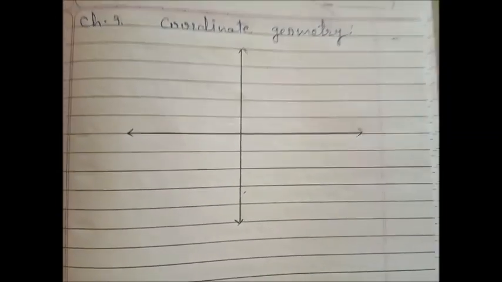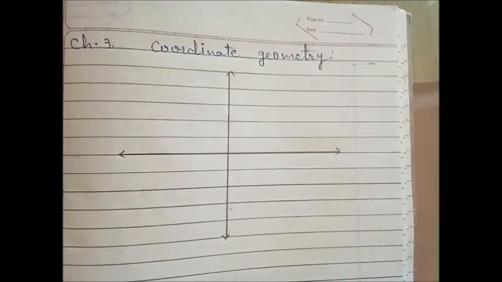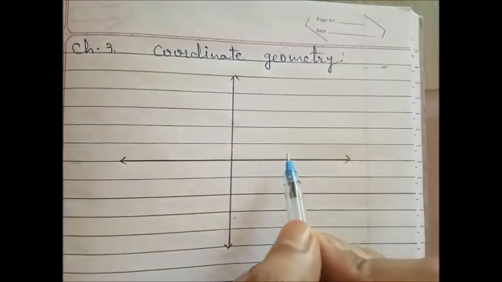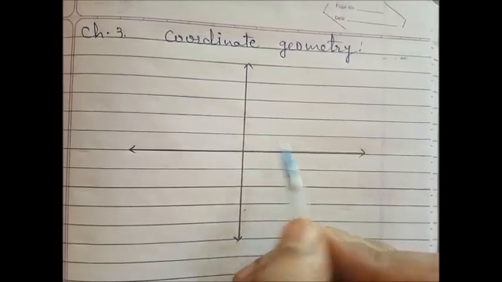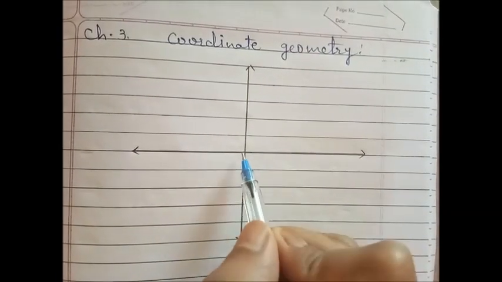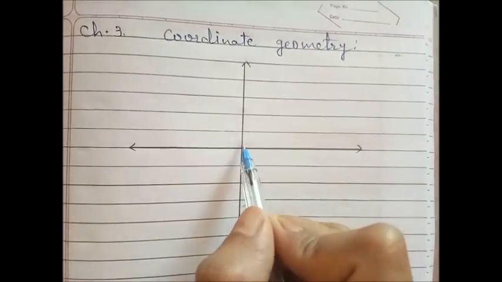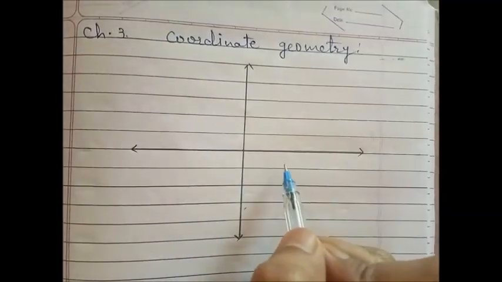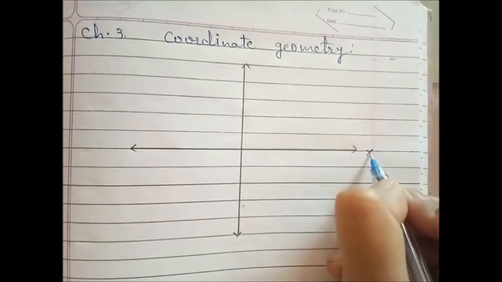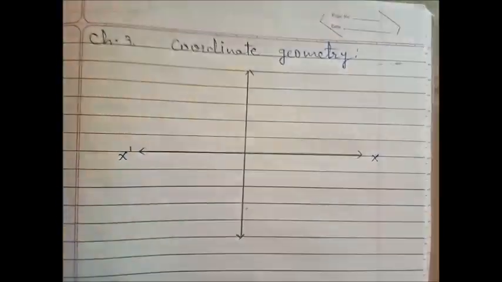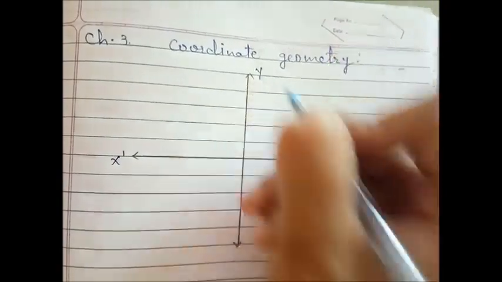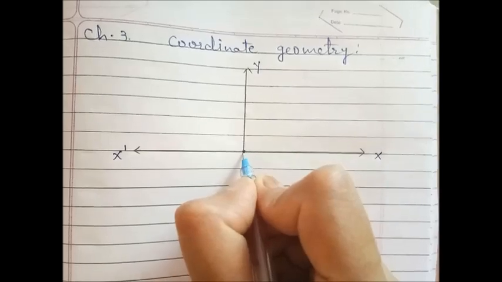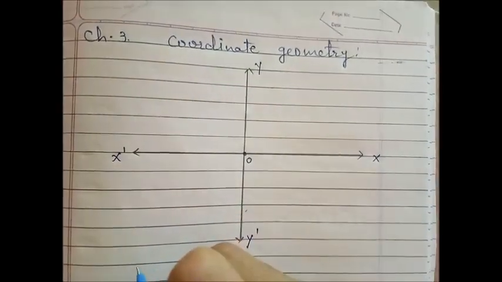Now let's start the revision of chapter 3, that is coordinate geometry. Right, now you know that when two lines are intersecting each other perpendicularly, that means at 90 degrees, at that time they are making four parts. Now this horizontal line is known as x-axis and the vertical line is known as y-axis. Where both lines are intersecting, that point is known as origin.